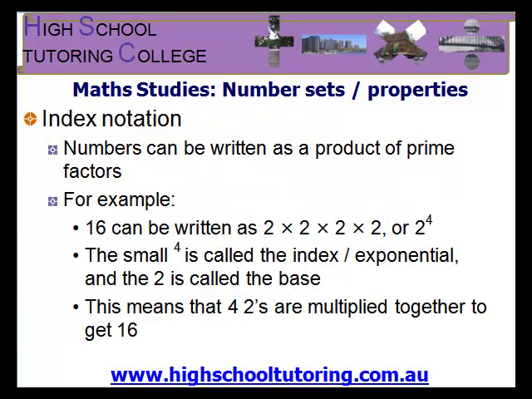Index notation or exponential notation is when numbers are written as a product of their prime factors. For example, 16 can be written as 2 times 2 times 2 times 2, or 2 to the power of 4. In this example, the 2 is known as the base and the small 4 is known as the index or exponent. This means that four 2's are multiplied together to get 16.